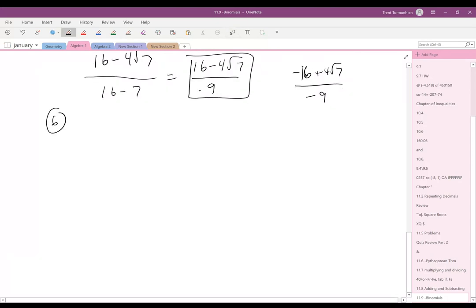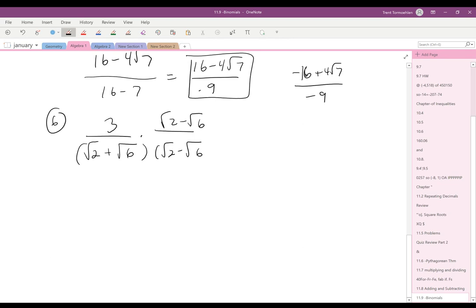If you had a problem like this, where you have 3 over square root of 2 plus square root of 6. Well, for this one, you're going to multiply the top and the bottom by square root of 2 minus square root of 6 over square root of 2 minus square root of 6. So the numerator is just going to be 3 square root of 2 minus 3 square root of 6 all over 2 minus 6.